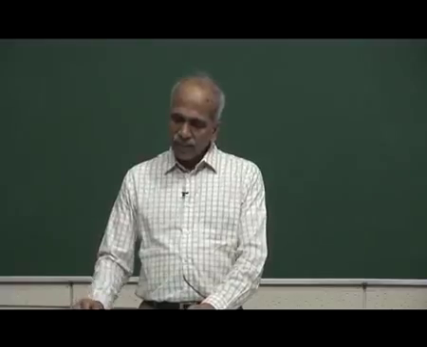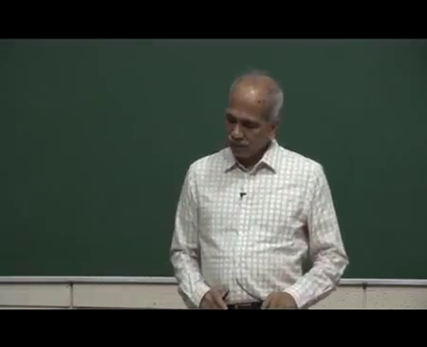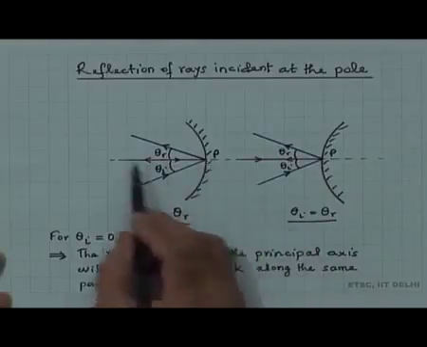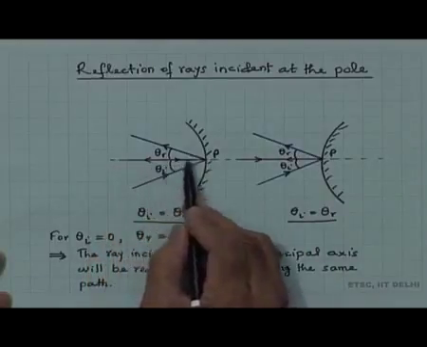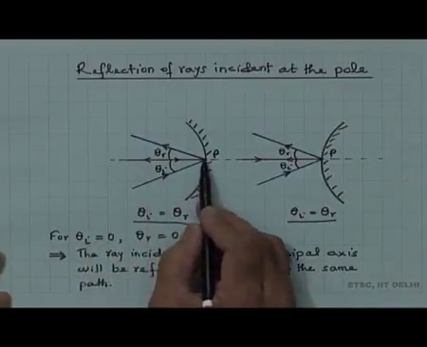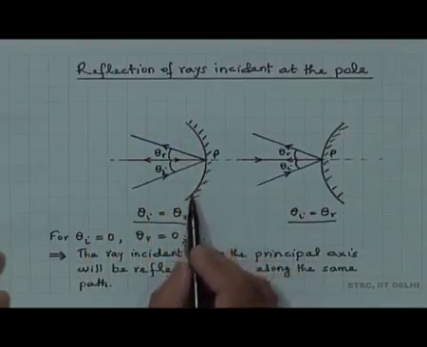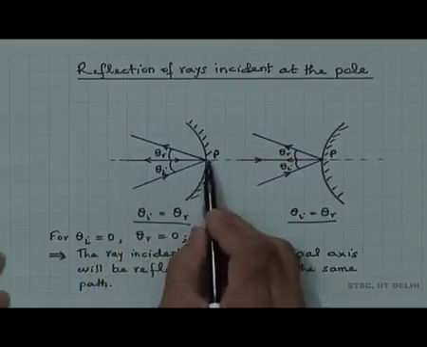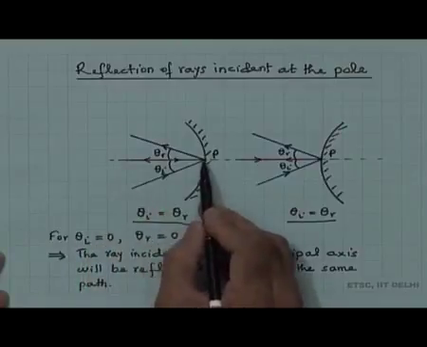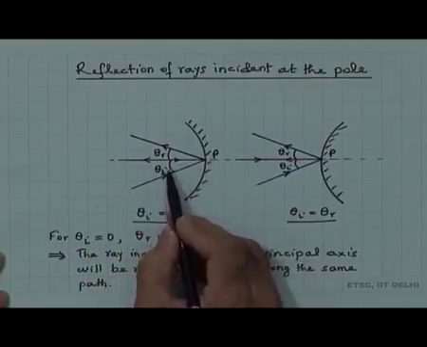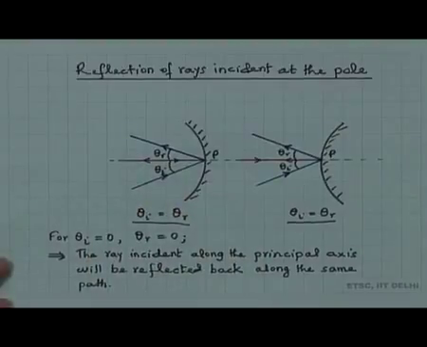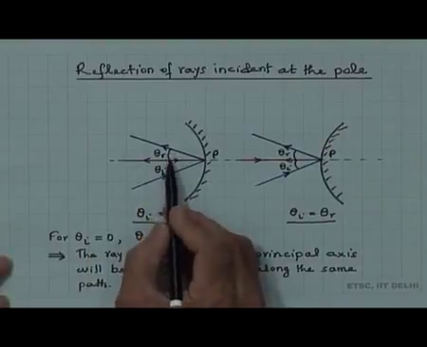Reflection of rays incident at the pole. So, an incident ray at the pole, as before, this is the normal, because the line joining the center of curvature to any point on the circumference will be normal at that point, and therefore, this is the normal. The angle of incidence is theta I, then the reflected ray will follow a path such that the angle of reflection is equal to theta r.